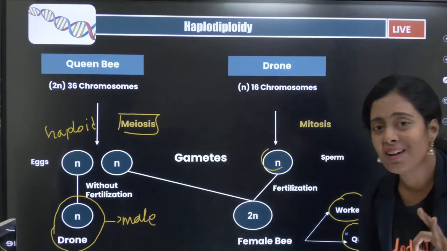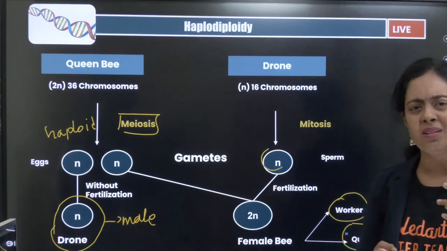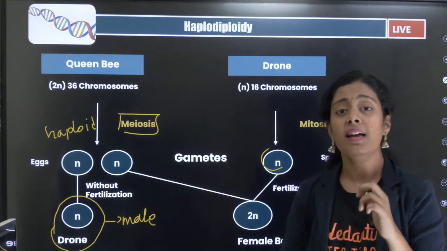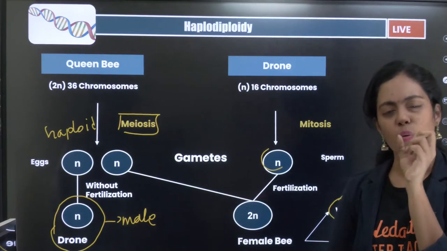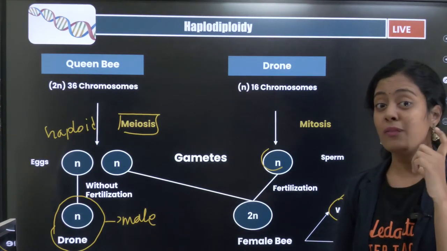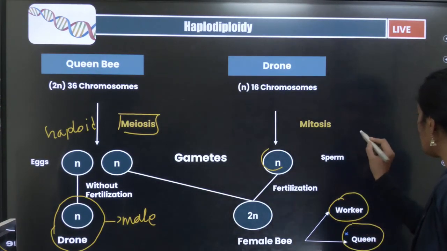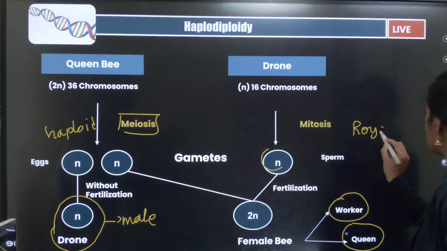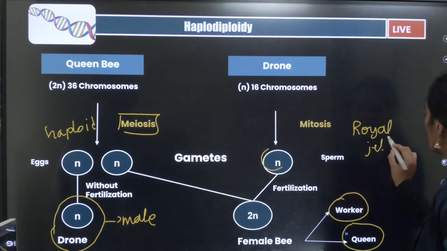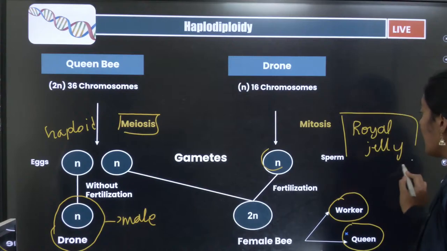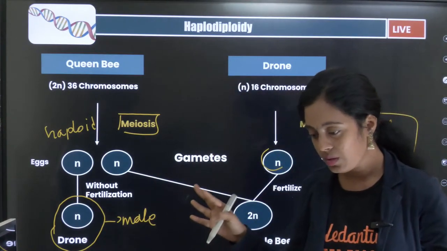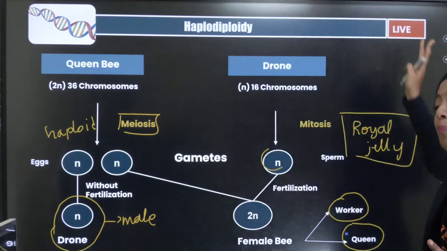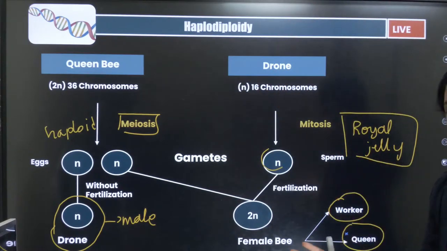Does anyone know how a queen is formed? See, the queen will be very, very large when compared. If you observe a hive very carefully, you can find out the queen. This queen feeds on a special substance, this is extra, just out of curiosity, called royal jelly, and she grows in size and gets the capacity to reproduce. So this is your haploid diploid method of sex determination.